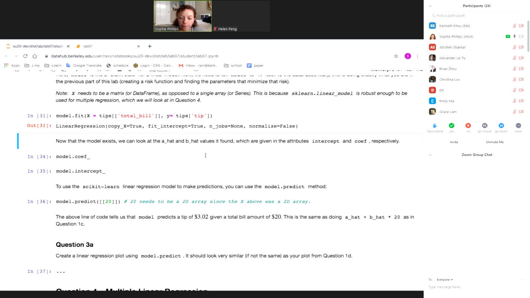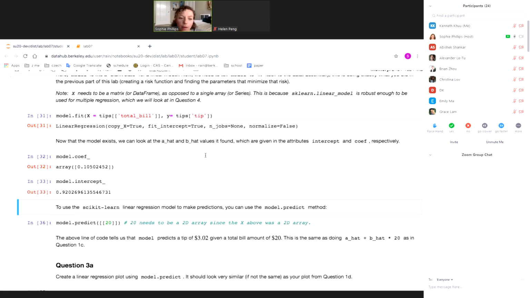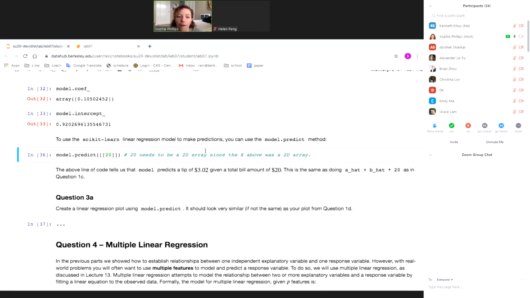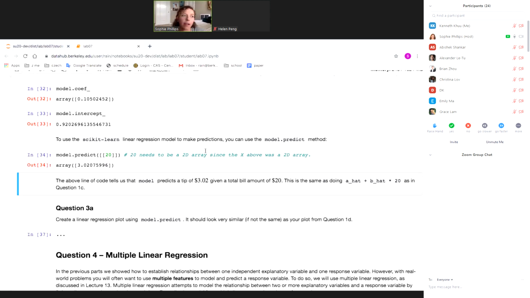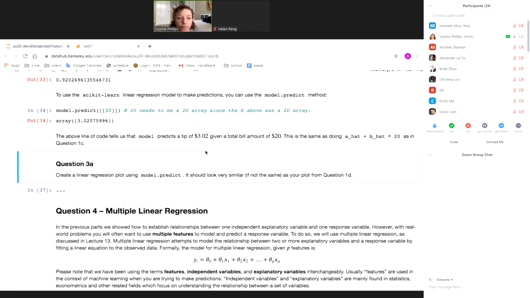And now that you fit the model, you can look at its attributes. You can look at its coefficients, which would be its slope. You can also look at the intercept it fit, and then you can also run predict to predict different values. You pass in the predictions, and once again, they have to be in a matrix or some two-dimensional form. And it gets the same prediction we had for when the total bill is 20.